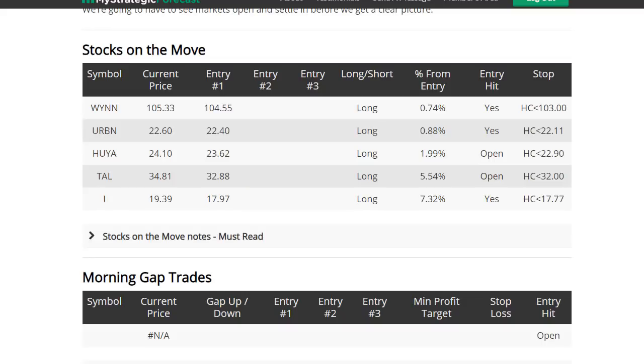The other thing that was on the board was stocks on the move. So we had 5 opportunities this morning posted on the board. 3 of them hit their price targets: Wynn, Urban Outfitters, and Intelsat. The last one, symbol I, is Intelsat. You see the entries on the column third from the left. We'll take a look at the charts in a moment.